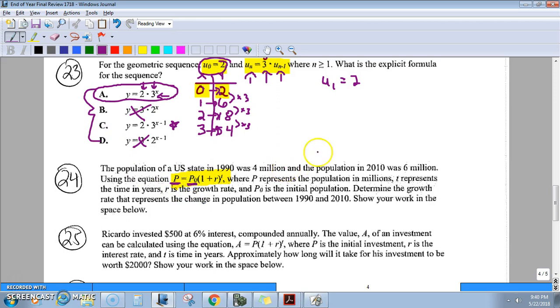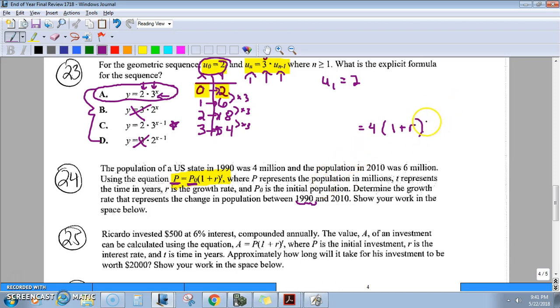P sub 0 is our initial population. And I know if we're only looking from 1990 to 2010, our initial population is going to be the population from 1990. So that was 4 million. And we'll just use 4 and we'll assume millions as we do this problem. So our initial population was 4, okay, times 1 plus R, which is what we're trying to find. So that's going to stay a variable.